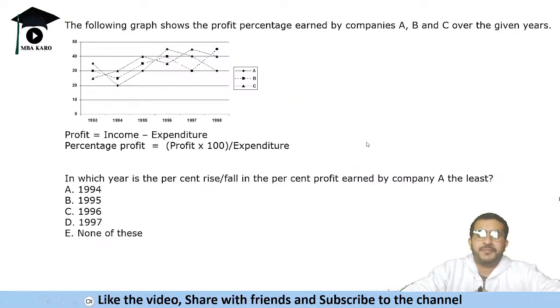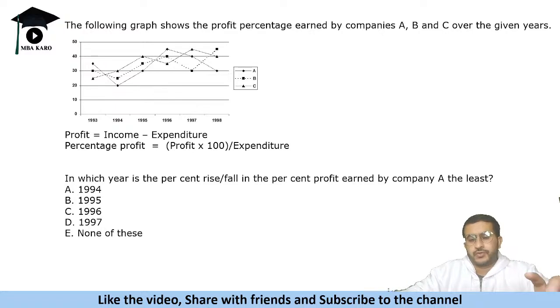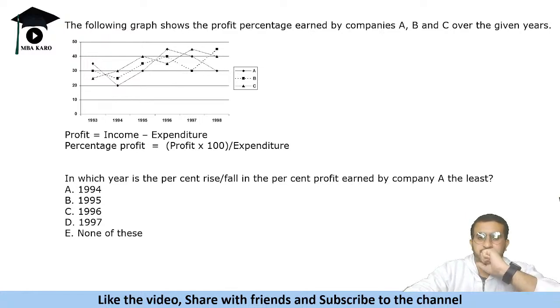In which year is the percent rise or fall in the percentage profit earned by company A the least? So percentage rise or fall in the percentage profit. So we are given the percentage profit in all these years. We need to find in which year is the rise or fall the least.